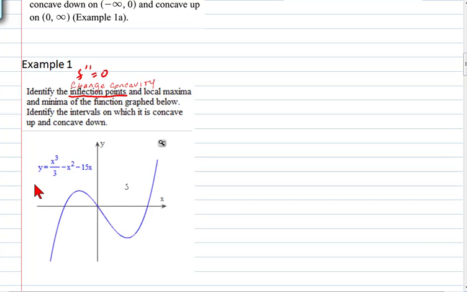All right, so here is the function, and we want to know where are the inflection points. Well, if we're going to have inflection points, they're going to be where the second derivative is 0. So we start with y equals 1/3 x cubed minus x squared minus 15x. Let's take the derivative. The derivative here is going to be x squared minus 2x minus 15. By the way, that factors. That's x minus 5 times x plus 3.